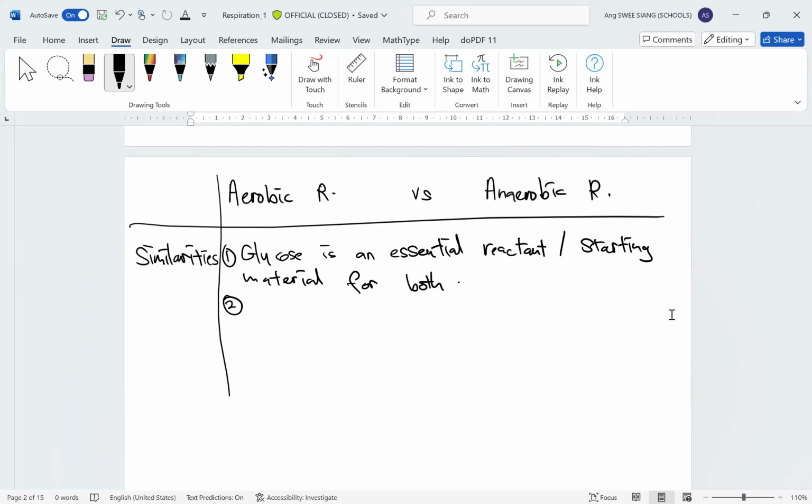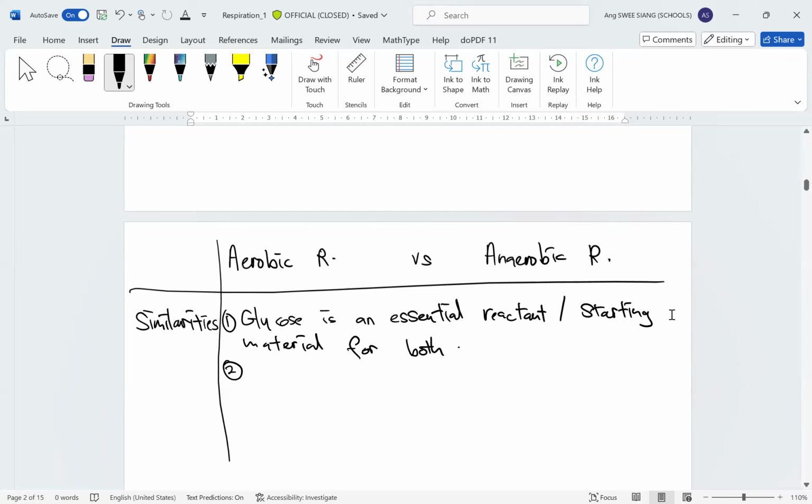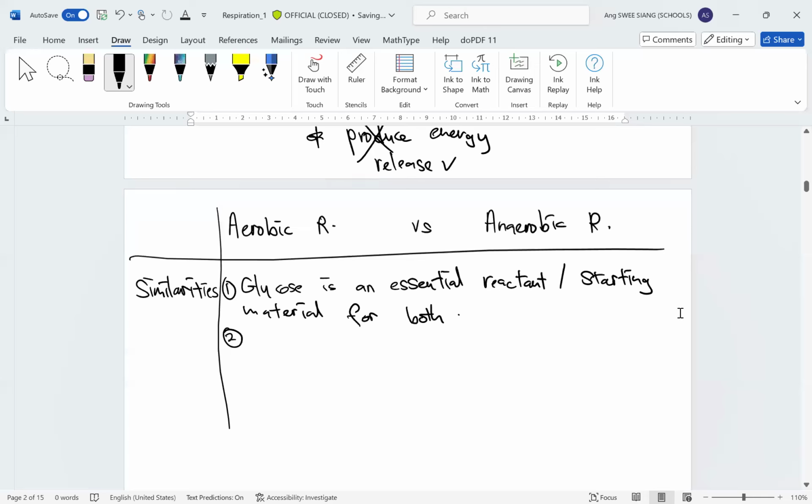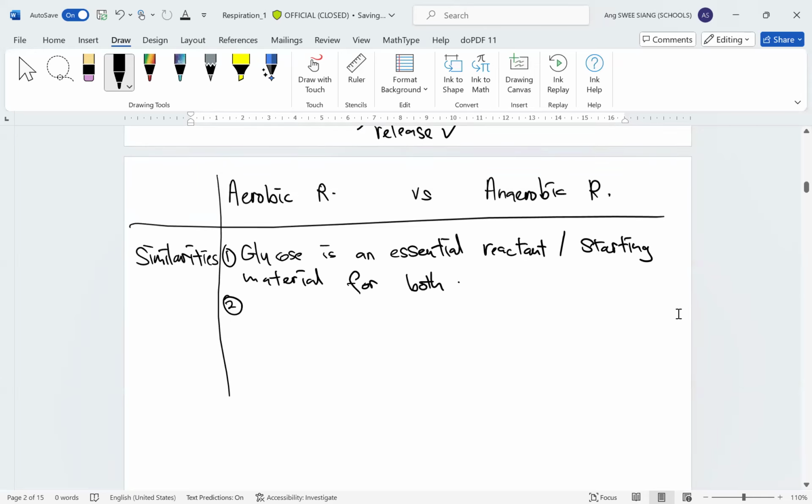Both produce energy. Can you use the word produce? Cannot. Please remember in your syllabus, the moment you say produce energy, you'll be marked wrong. You need to use the word release. Release energy, so you are correct. Both release energy. Energy is released by both aerobic and anaerobic respiration.